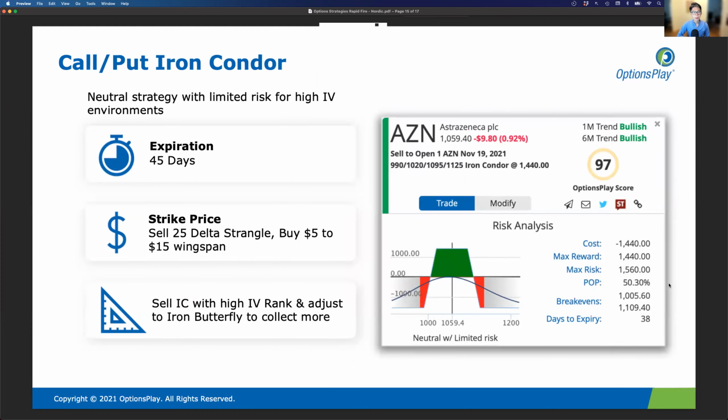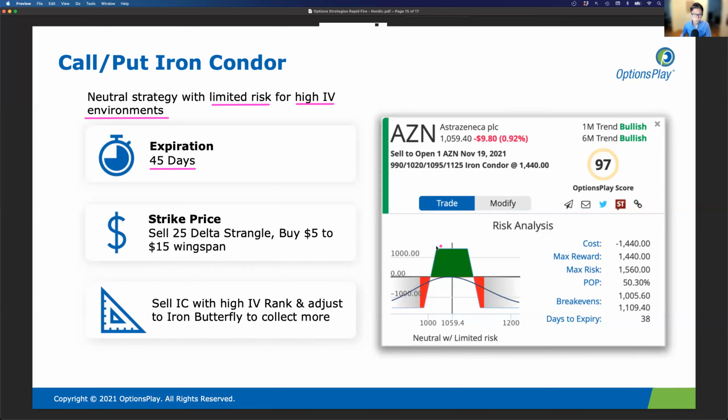And lastly, I'll talk about iron condors, or put, call, and iron condors. But traditionally, iron condors are most commonly traded just because they have a lower risk of assignment on all legs. This is truly your neutral strategy. This is a strategy with limited risk and generally is good for a higher implied volatility environment. And the rule of thumb here is to go out about 45 days.